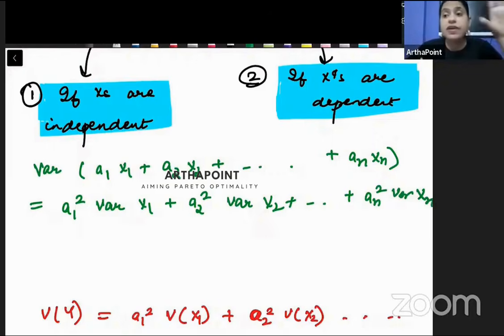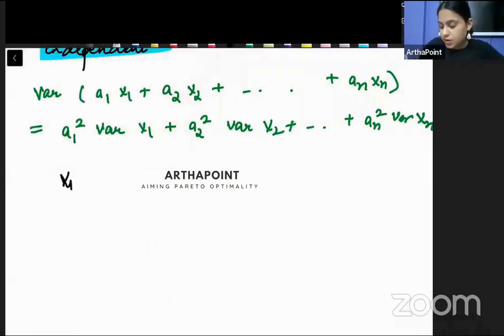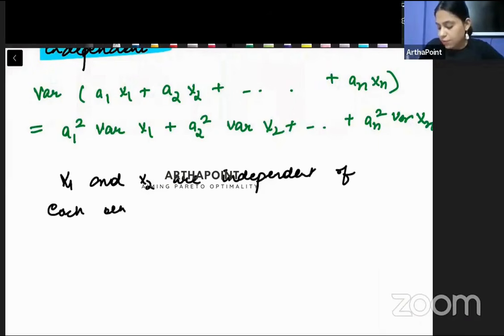Now this is very, very important. This is a very, very, very important property. Why? Listen to me carefully. Suppose, bache, I tell you that x1 and x2 are independent of each other. I told you that x1 and x2 are independent. They are independent of each other.